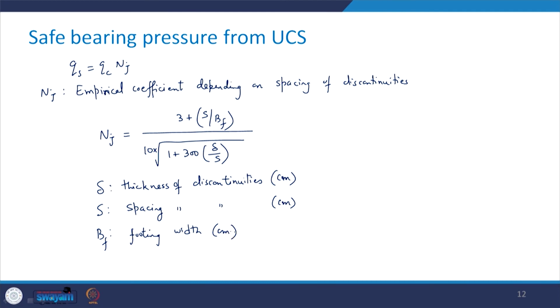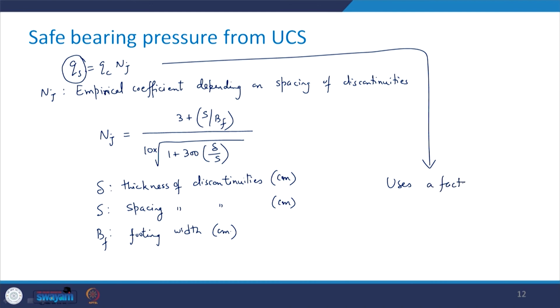Now one needs to keep in mind that what we are getting here is the gross value of the safe bearing pressure. So this particular equation uses a factor of safety of 3. Please remember this, because when you find the safe bearing pressure, it is the ultimate bearing pressure divided by the factor of safety. So basically this equation uses a factor of safety of 3.